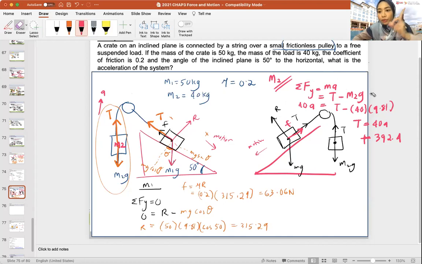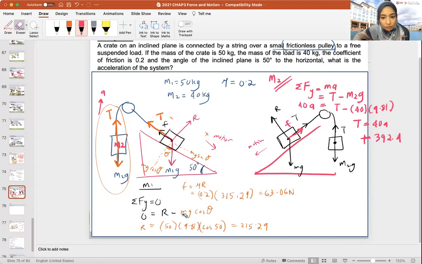We assume going upwards is positive. This is 40a. 40 from mass, a we don't know what that is. T minus 40 times 9.81. So we rearrange this equation to become T equals 40a plus 392.4. 392.4 exactly, so there are no 2 decimal places.